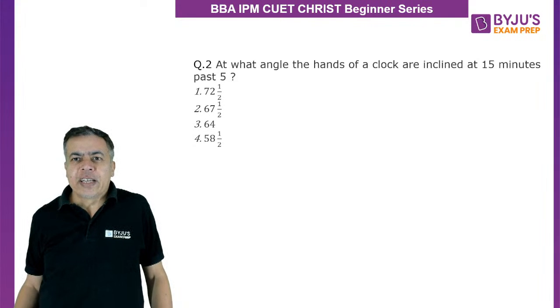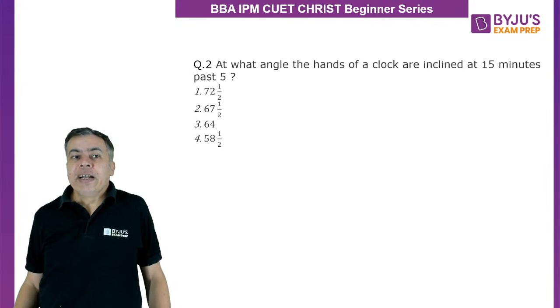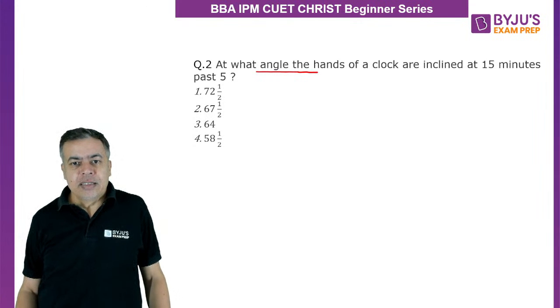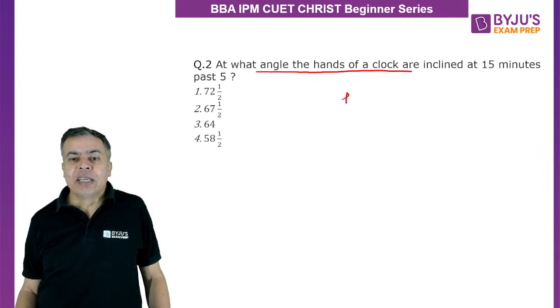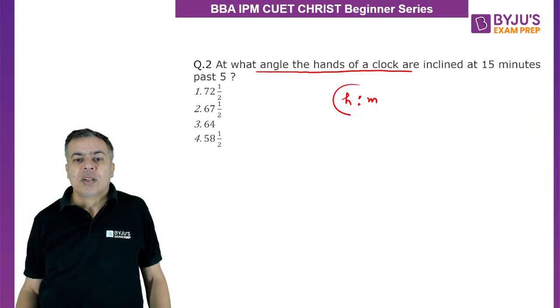Okay, let's move to the next question. The second question is very easy if you know the formula. So I am writing the formula for you, because it is the angle that the hands of the clock make at any point of time. Let's say the time is H hours M minutes. Here the time is 5 hours 15 minutes, so the value of H will be 5 and the value of M will be 15.